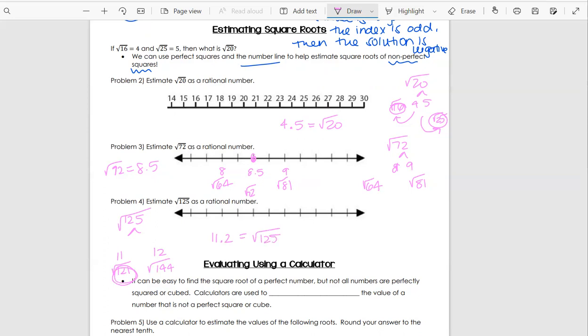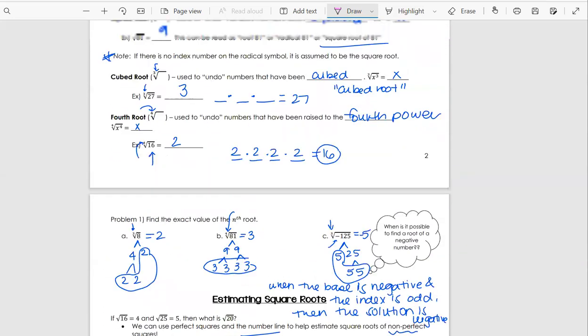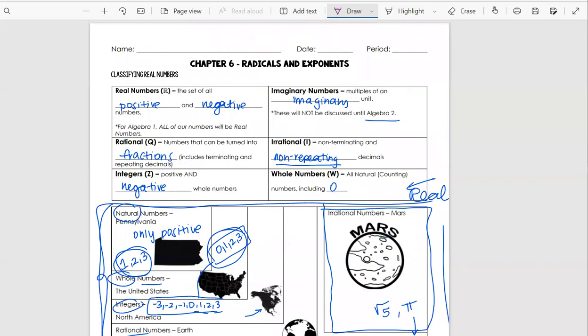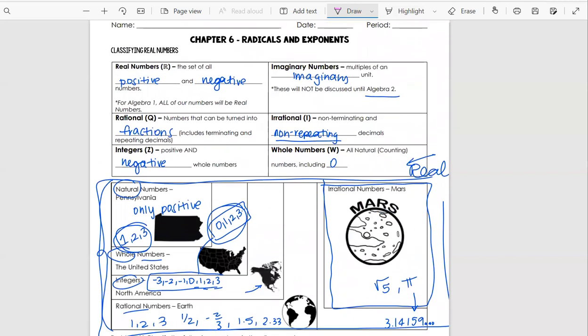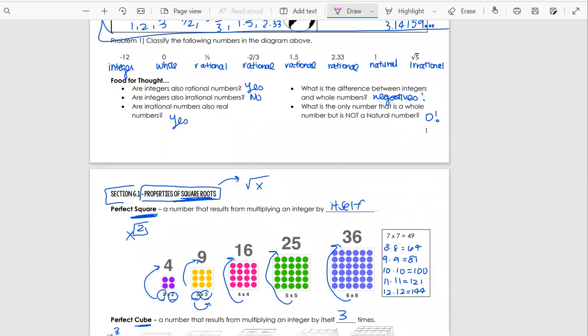Okay, so this, guys, is just a little refresher on square roots to start our chapter 6. And we are going to keep practicing and keep learning more new concepts about square roots.